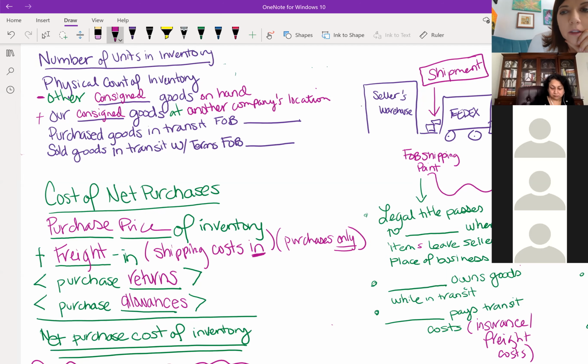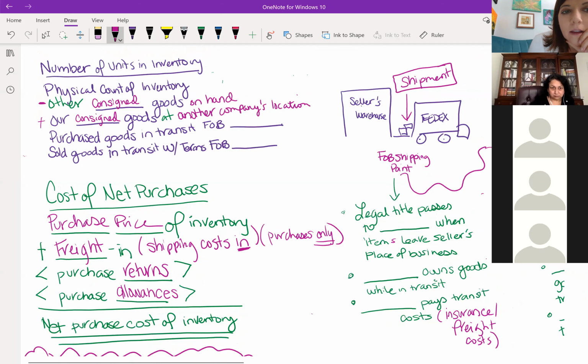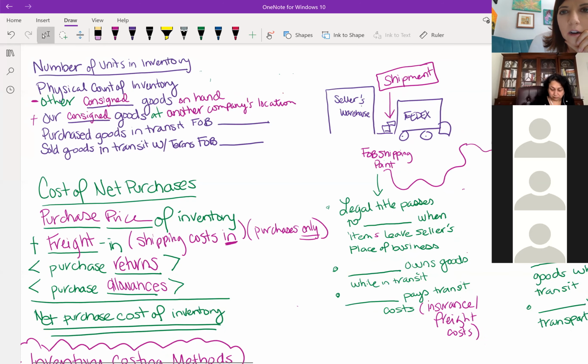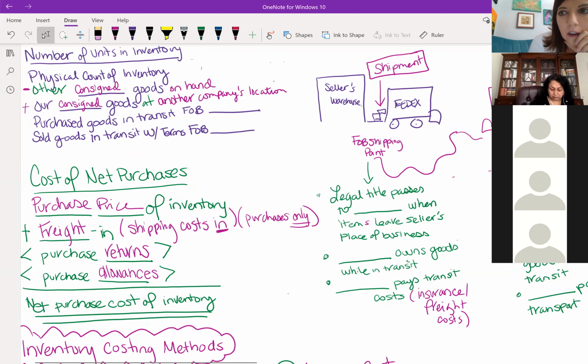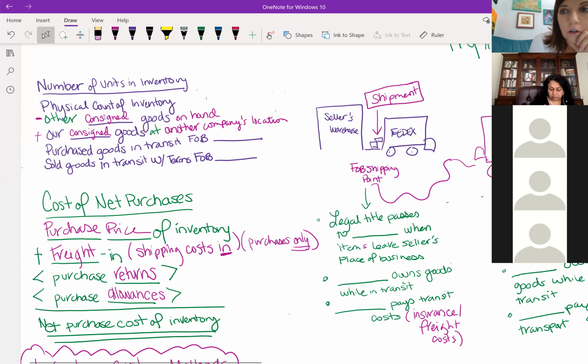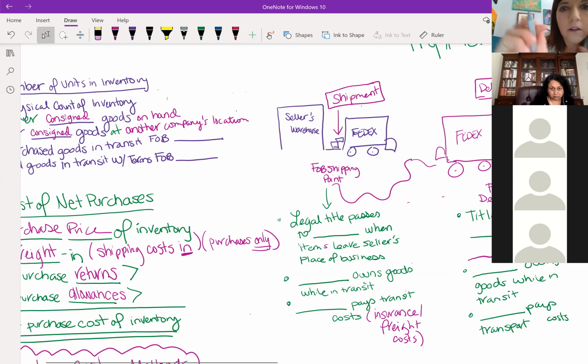The other portion that we need to think about has to do with the in-transit terms and goods that are coming into and leaving our facility. So we need to think about our shipping terms. So we'll go over to the right for a second.